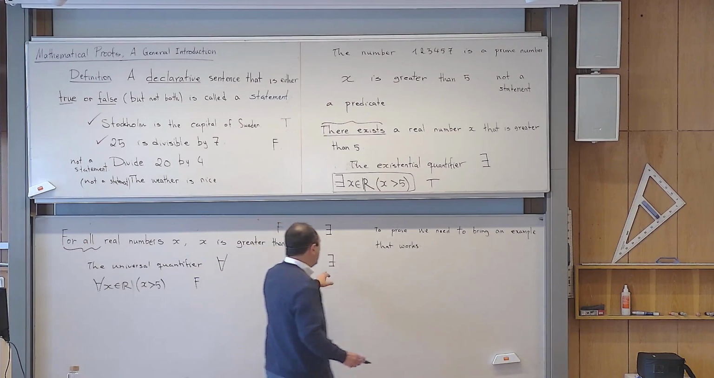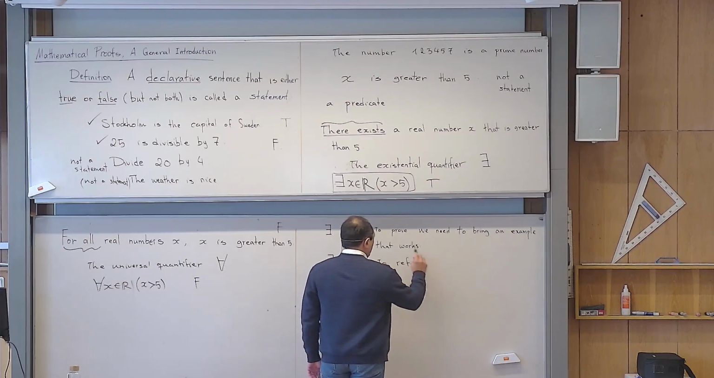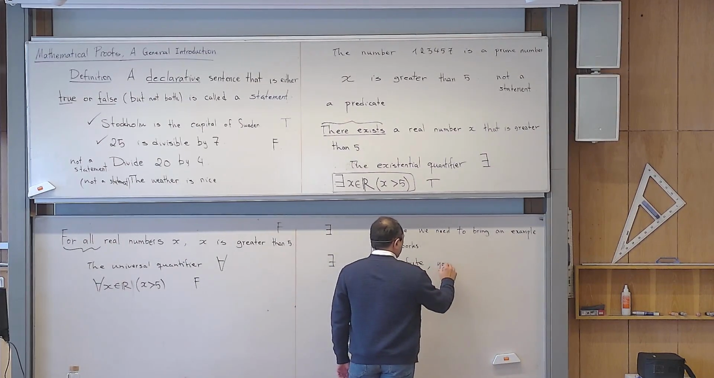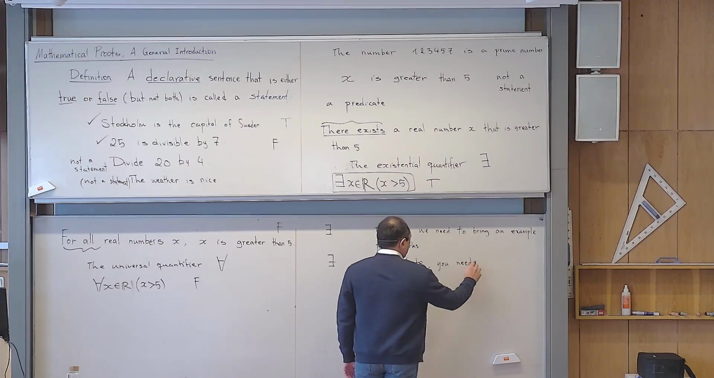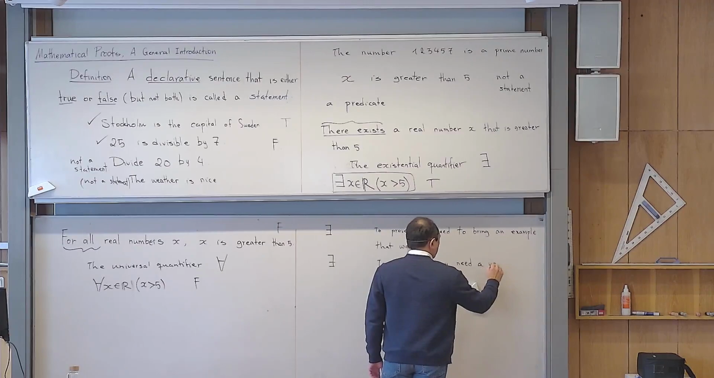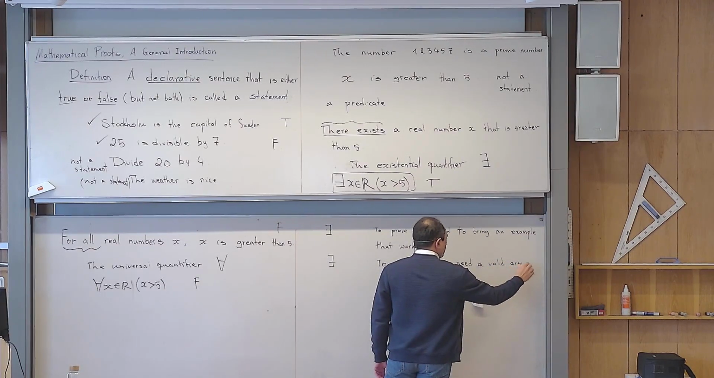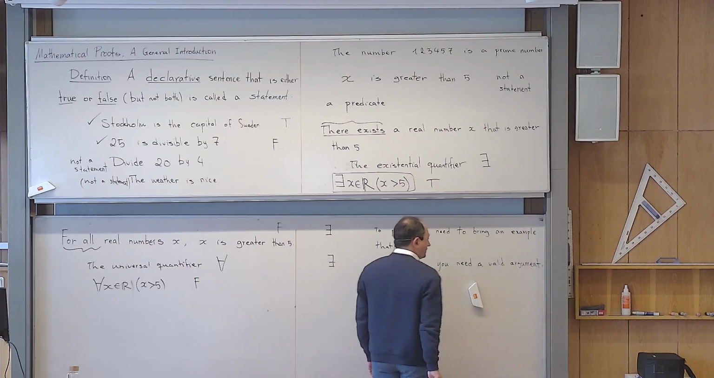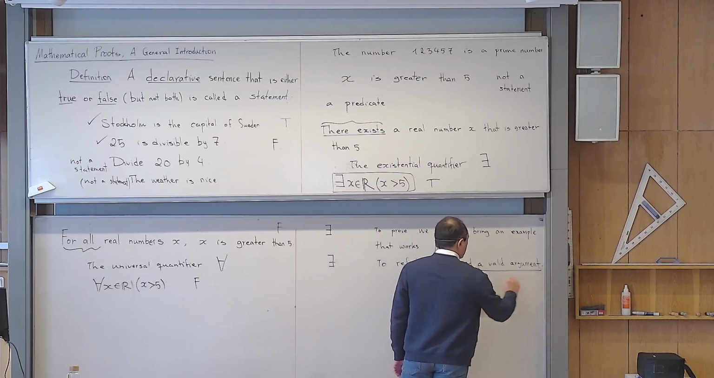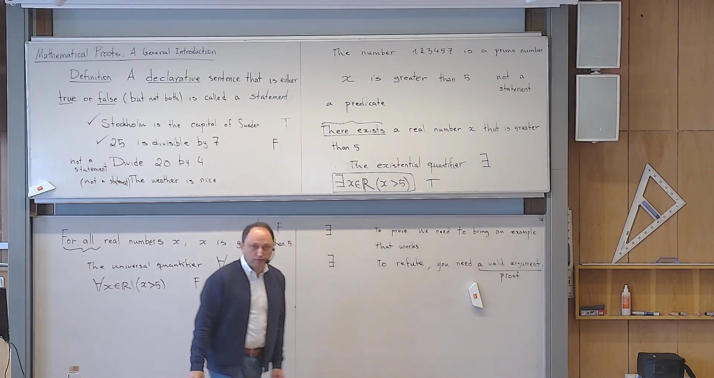So here you need to refute, you need an argument. A valid argument, of course. What is the name of the valid argument in mathematics? A valid argument in mathematics is called proof. Yes. So you need a proof.